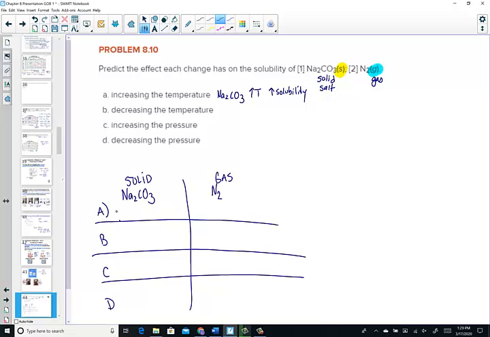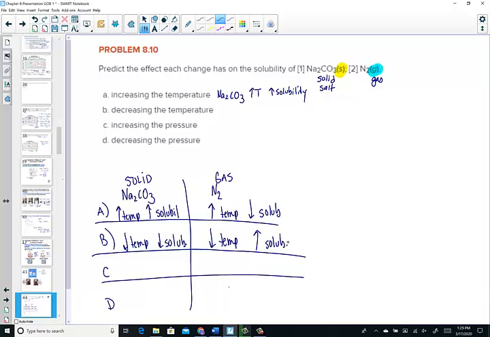So in letter A, if we raise the temperature, we're going to increase solubility of the solid. If we increase the temperature of a gas, we lower the solubility. I called that thermal pollution. Letter B, here we're decreasing temperature, so the solubility of a solid would also decrease. If I drop the temperature, colder temperatures increase the solubility of gases dissolved in water.